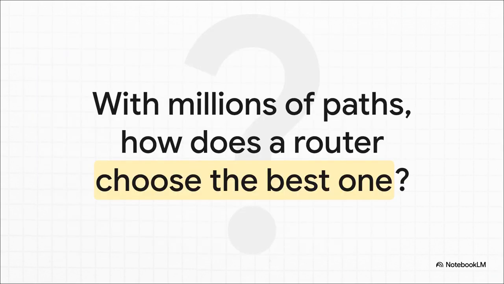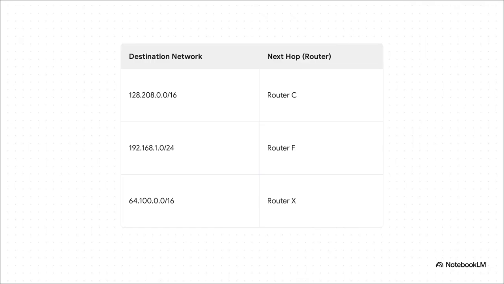And this is where the sheer scale of the internet just becomes totally mind-boggling. Your little packet might have to jump between dozens of these routers to get where it's going. And at every single one of those jumps, the router has to choose from potentially millions of paths. How on earth does it make that choice so incredibly fast? Well, it uses a routing table, which is basically a set of digital signposts.